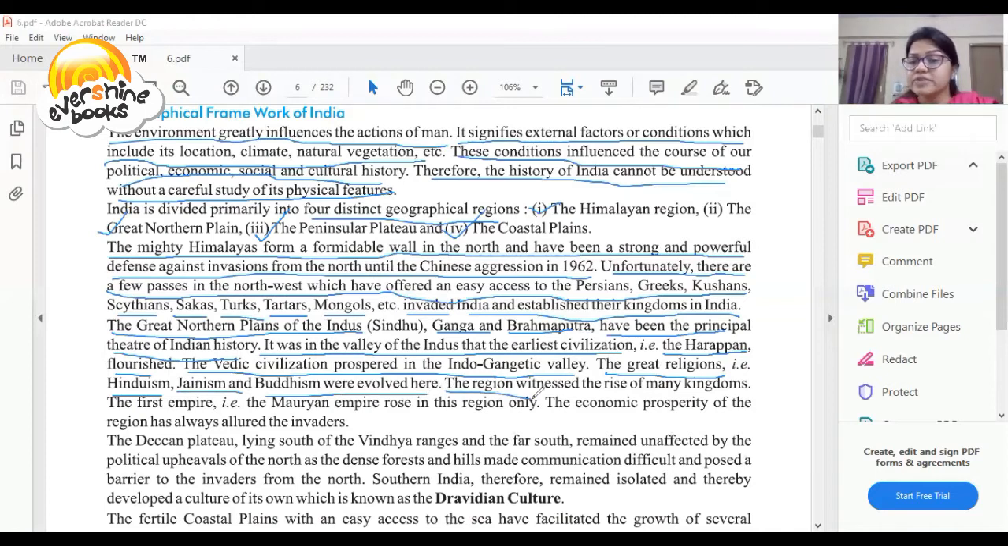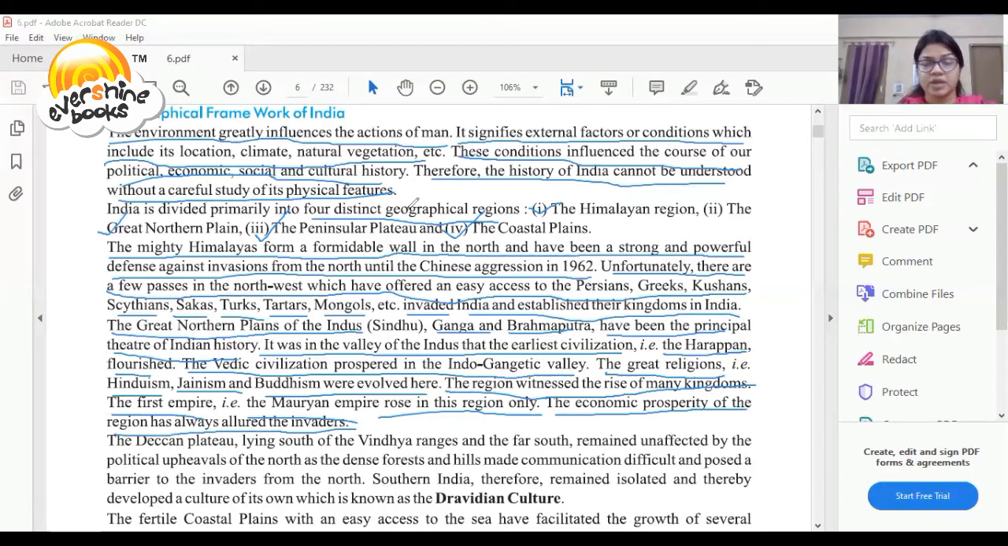So the region witnessed the rise of many kingdoms in India. The first empire, the Mughal Empire, rose in this region only. The economic prosperity of the region has always attracted the invader.